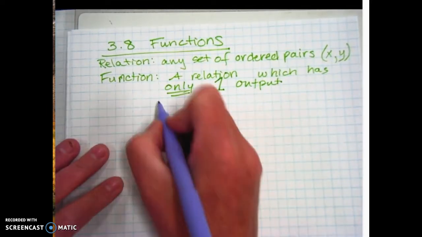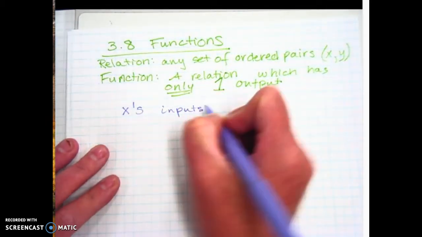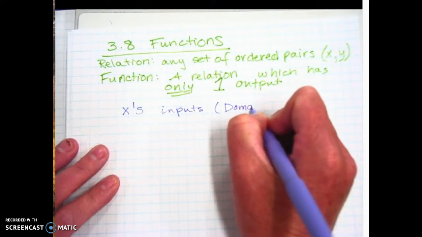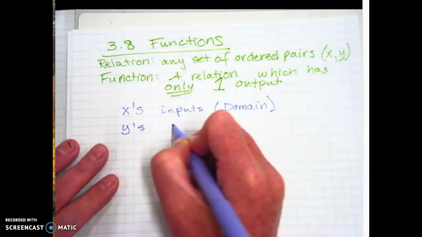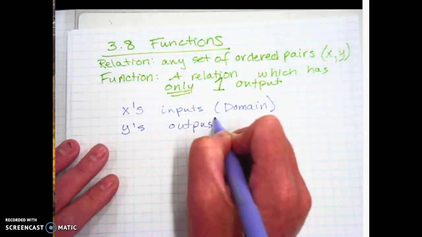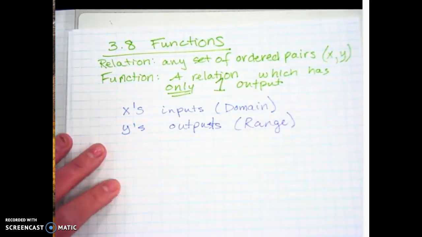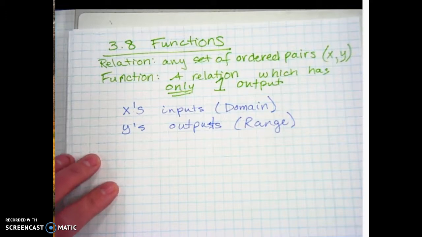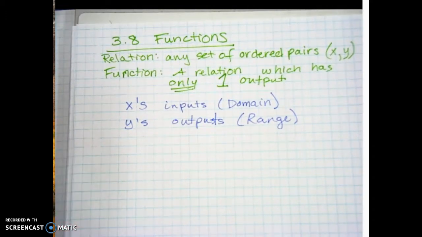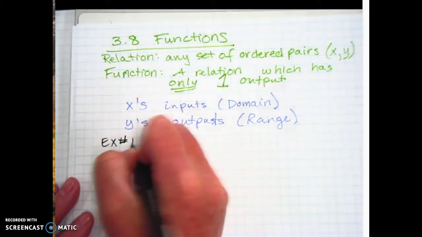All right, so your inputs are going to be your x's. That's your inputs, or most often they use the word domain. And your y's are your outputs. That's basically your range. So you've got your domain and your range. Sometimes you see it in a T-chart, sometimes in an oval thing like part of a Venn diagram, or sometimes just listed as a set of points. So that's how we're going to do it for example number 1.